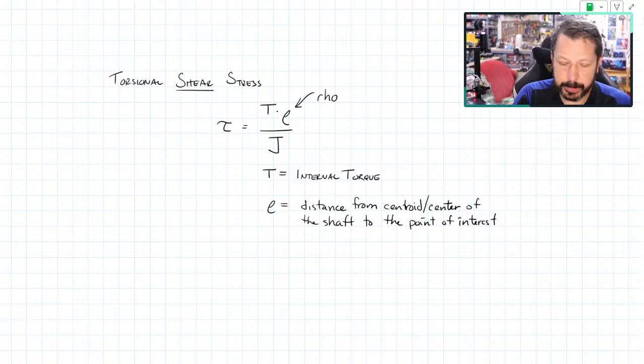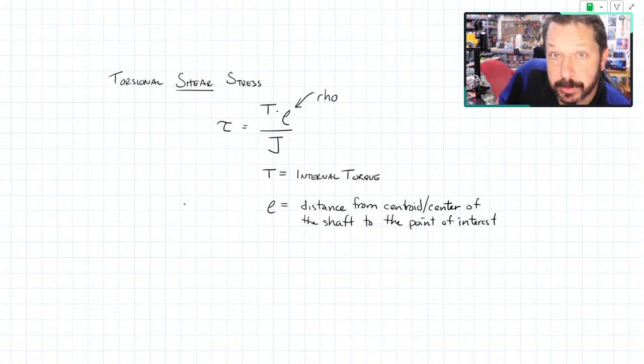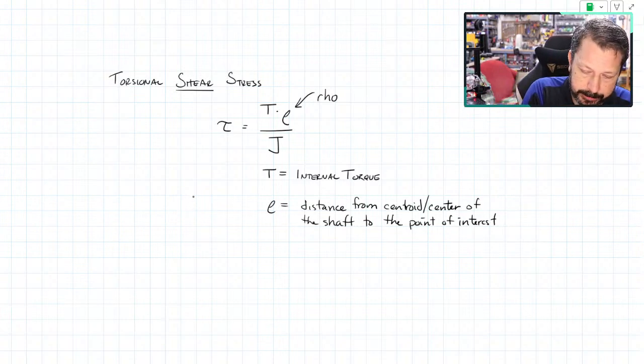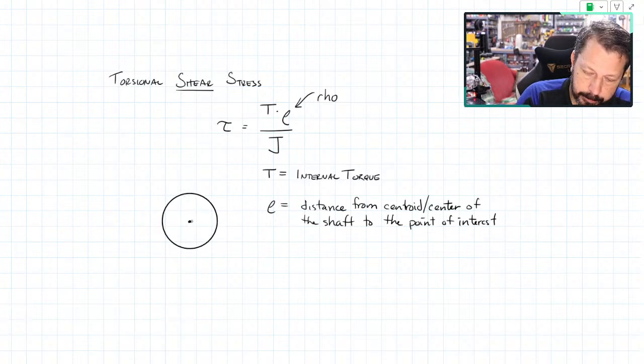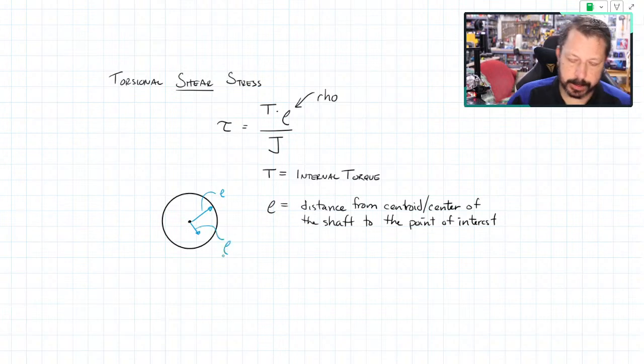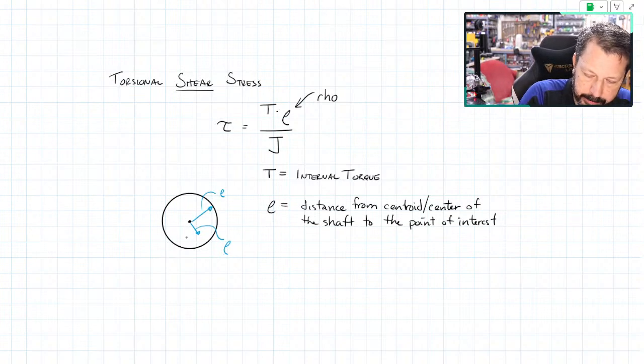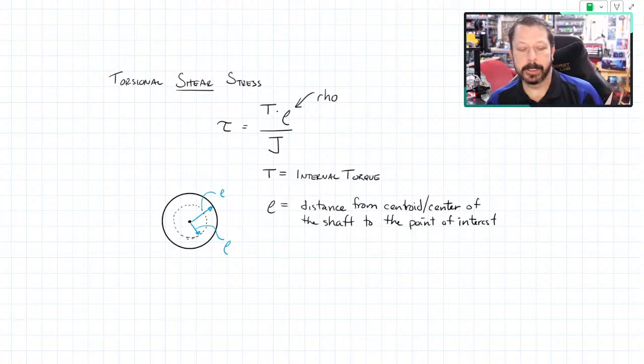So maybe if we draw a picture, let's just say we have the cross section of a circular shaft, so it's just a circle. Here's the center of it. That distance is rho. Or maybe this distance is rho. You know, if for some reason I wanted to know the stress inside there somewhere. Maybe I've got a hollow, so I wanted to know the inner diameter or something.